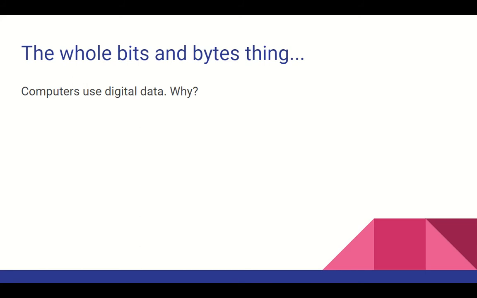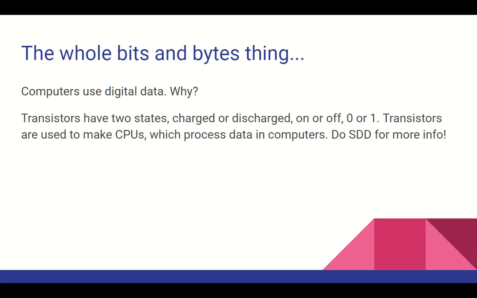Computers use transistors in CPUs. A transistor is a really simple electronic device. It has two states, on or off, one or zero, plus or minus, charged or discharged. It's not half charged like a battery. It's charged or it's discharged. And as a result of this, CPUs process the data that a transistor can deal with. So transistors have two states, on or off. And because transistors make CPUs, that's all a CPU can do.